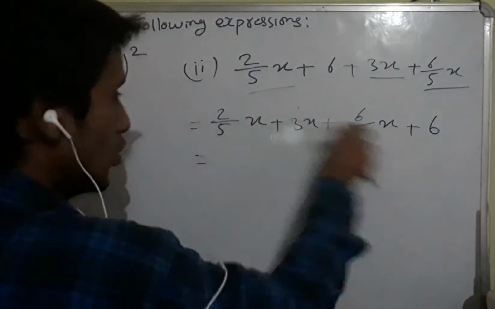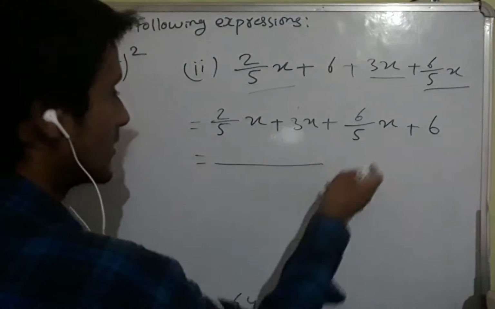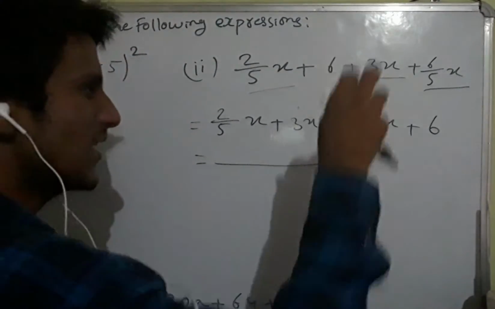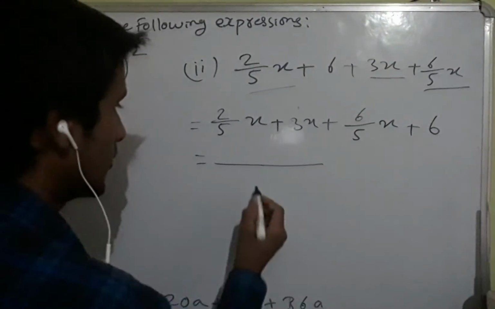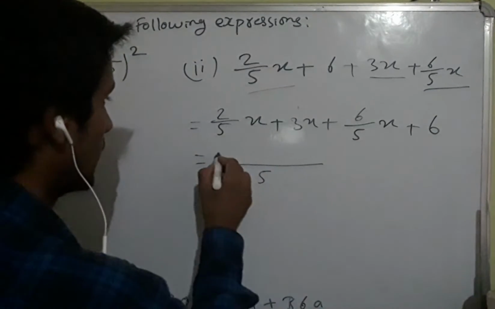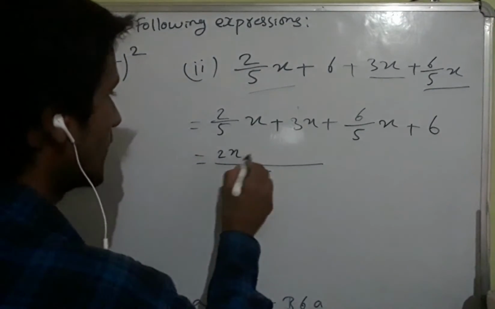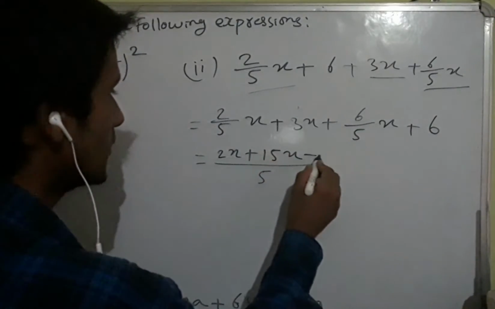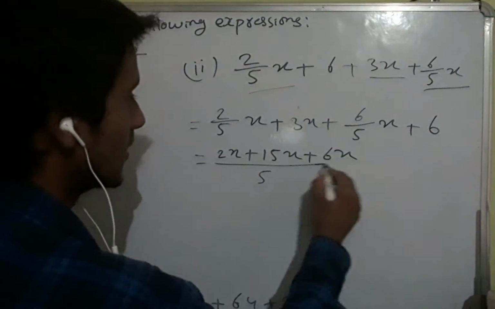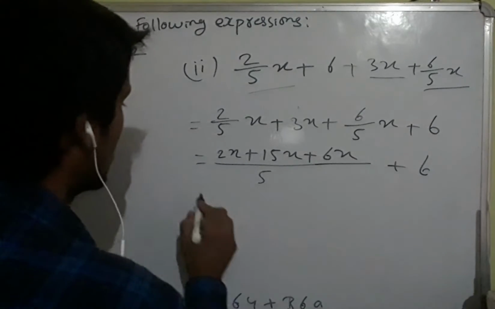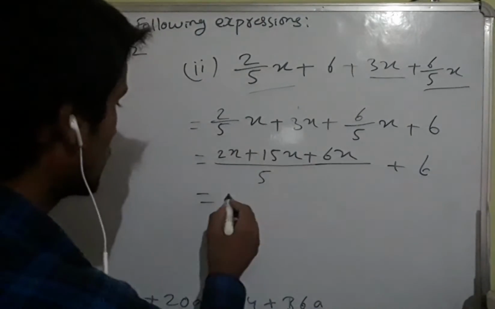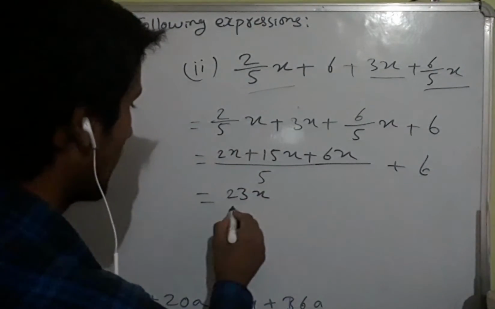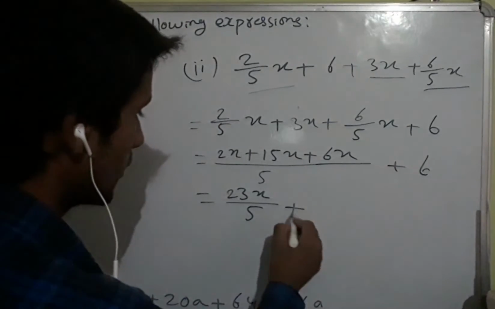Now we have to add them up, and it's just like simple arithmetic with fractions. So 5 will be there up here, and down here it will be 2x because of multiplication, plus 15x plus 6x, as simple as that, plus 6. And this should be 21 plus 2 is 23x, x divided by 5 plus 6.